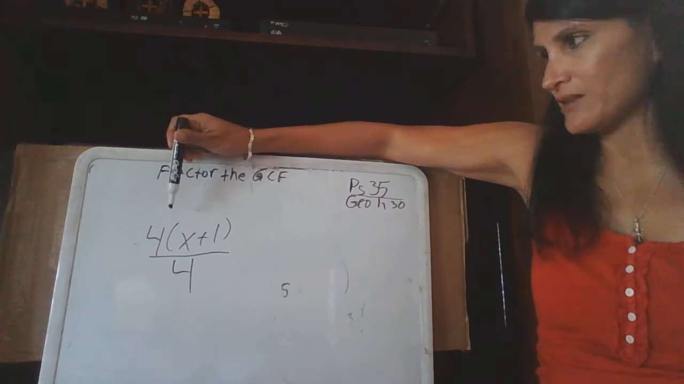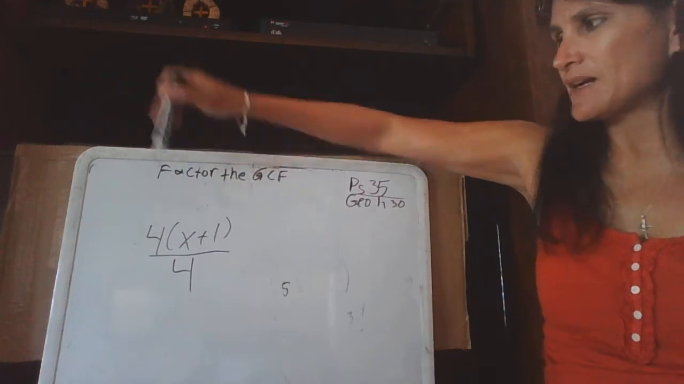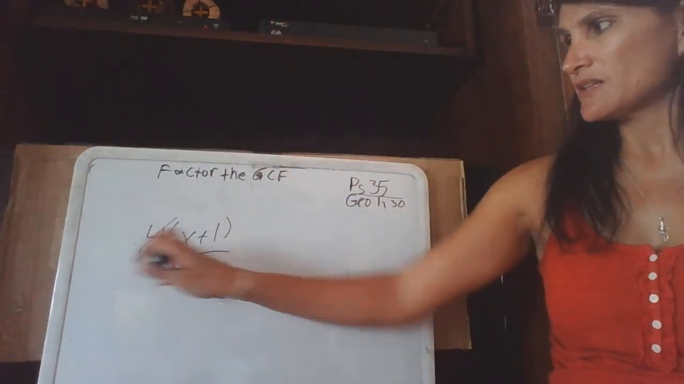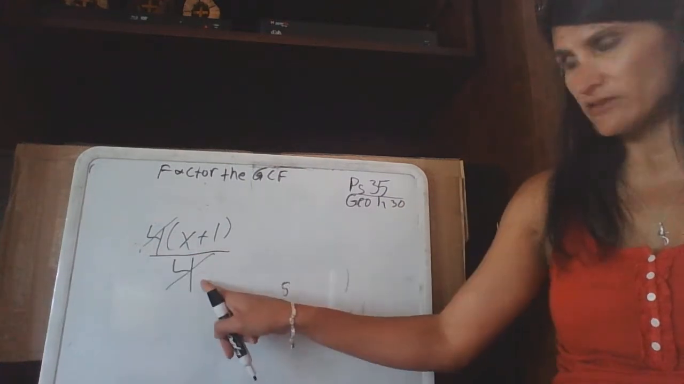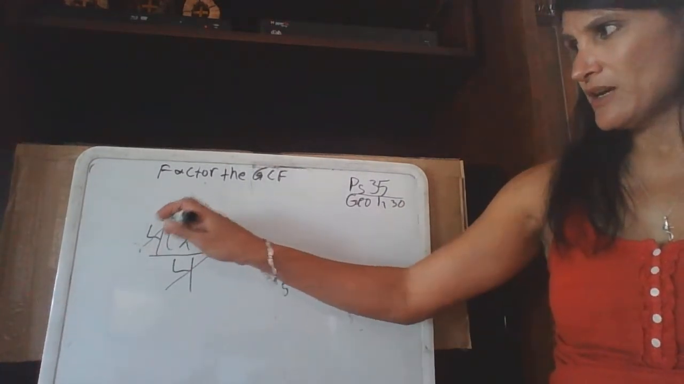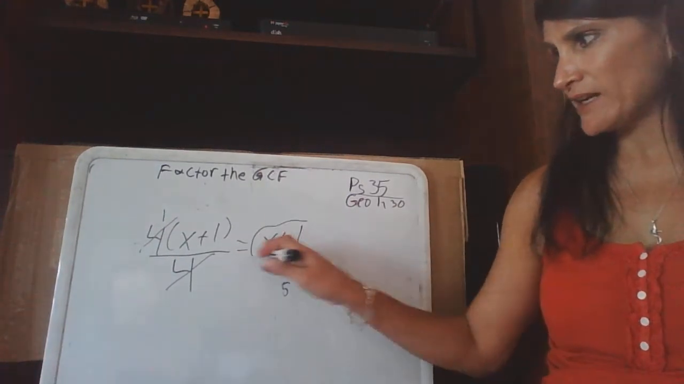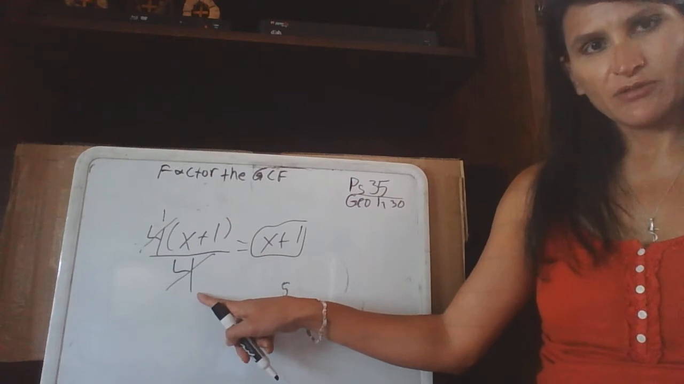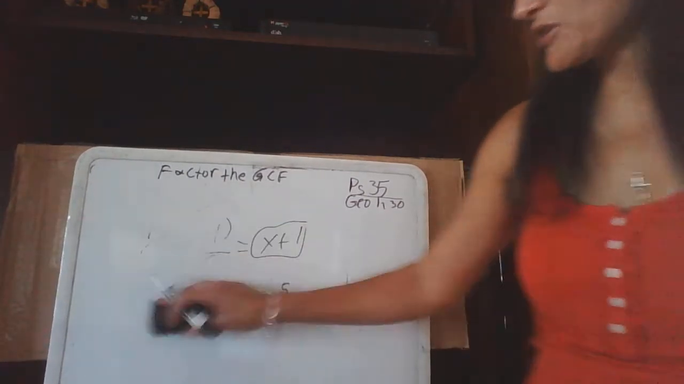It's multiplying. So because these are products, these are factors of each other, that means the inverse of multiplication is division. So I'm allowed to divide the 4 and the 4. They'd get 1, and 1 times x, this would be a 1. 1 times x plus 1 equals x plus 1. So you could see that I canceled a factor, but I cannot cancel an addend, okay? So that's very important that you understand that.